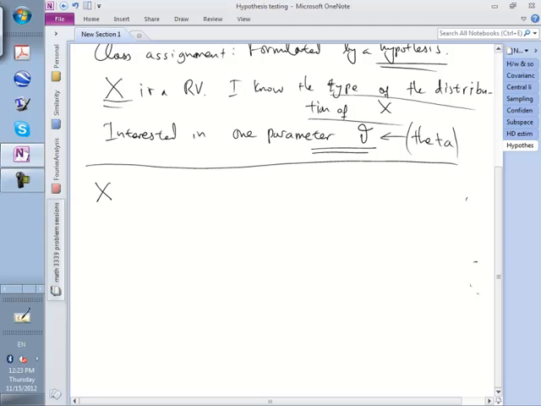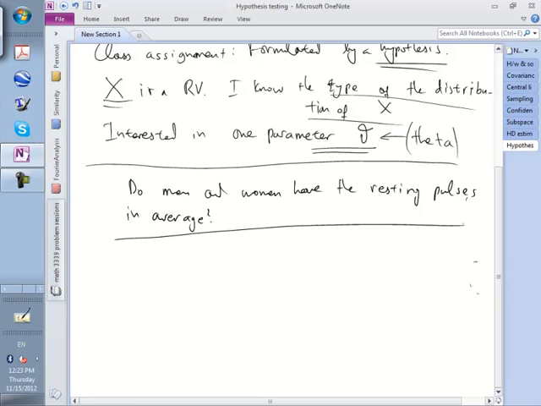And then x, you would say that one situation would be, do men and women have the same resting pulses in average? That's one question that you can formulate.